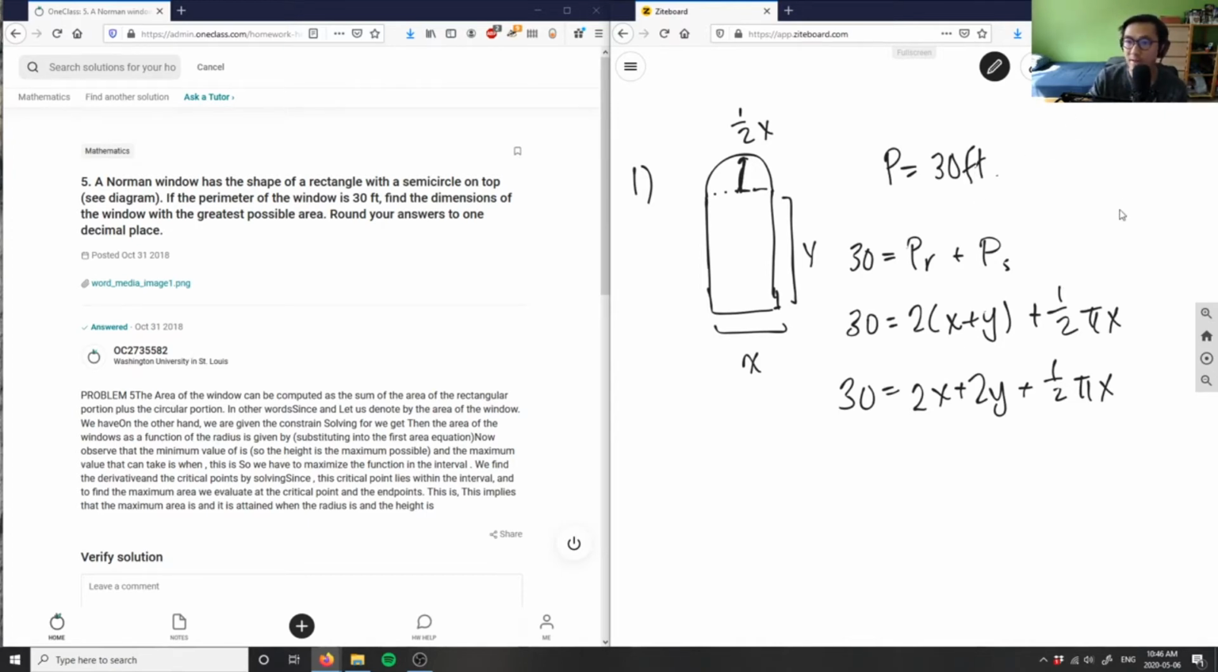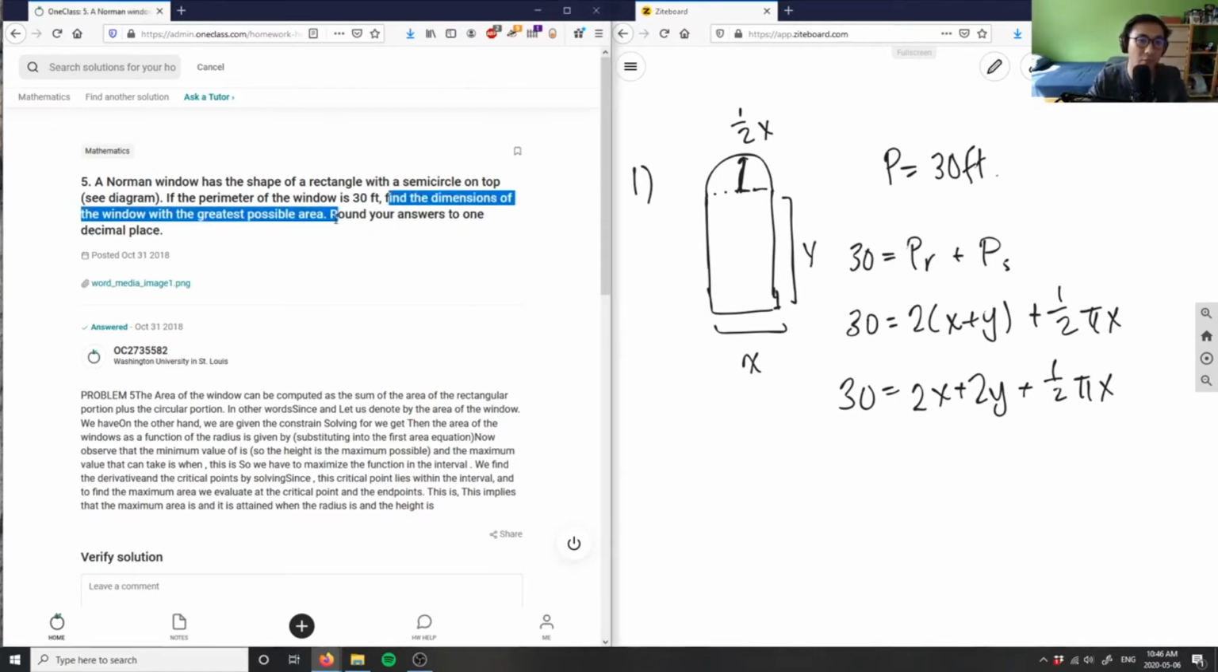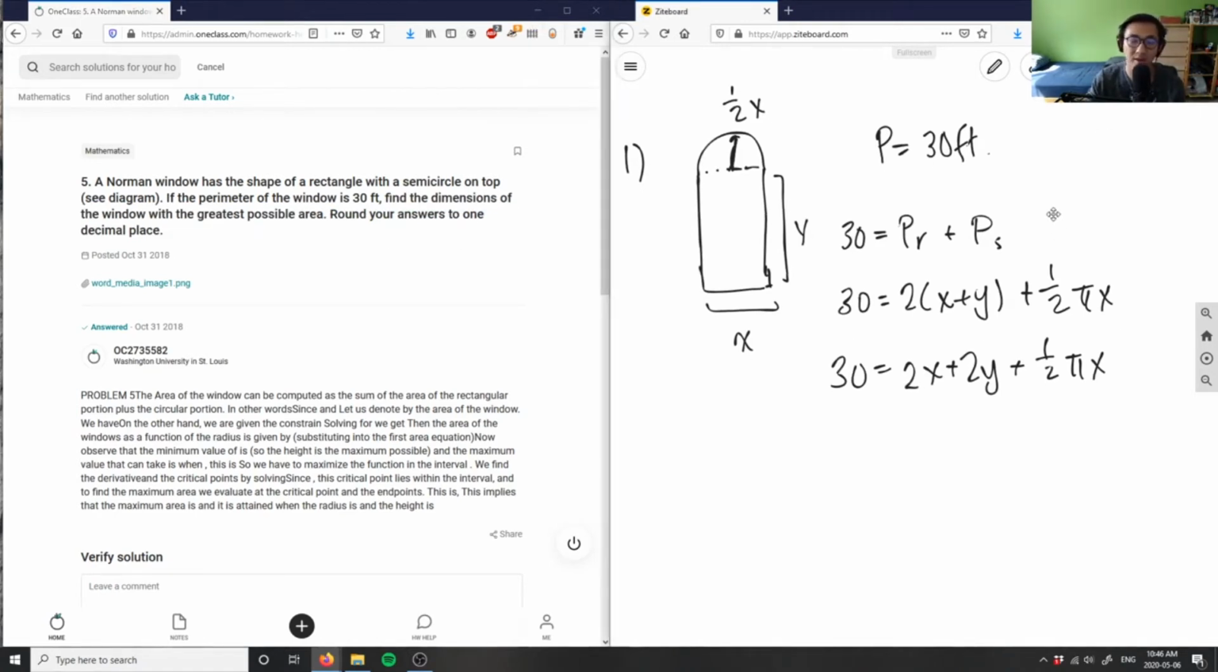And why I'm going to do that is because I'm going to create another formula for area, and we're going to actually have to optimize the area, because again, I care about finding the dimensions of the window with the greatest possible area, right? And again, with the area, I'm going to have two unknowns as well. So therefore, I'm going to require a substitution for me to get rid of a variable. So I'm going to simply do that step now.